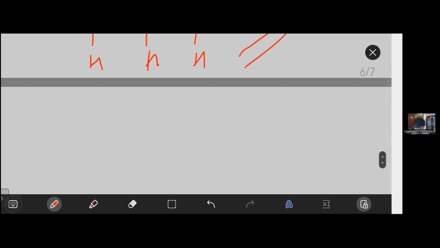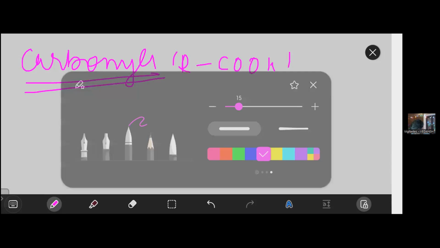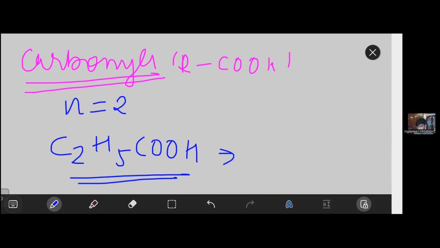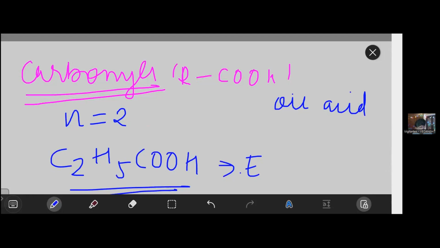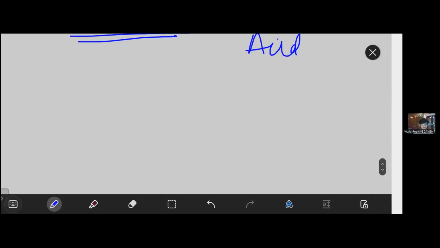Now, next thing we have over here, aldehydes हो गए, we have carboxyls. ठीक है, carboxyls में bonding कैसे होगा? We have RCOOH. So let us try to name it. First of all, let us take N as 2. So I get C2H5COOH. Okay. What is this? I get ethanoic. Carboxyls follow oic acid as the suffix. So it follows ethanoic acid.